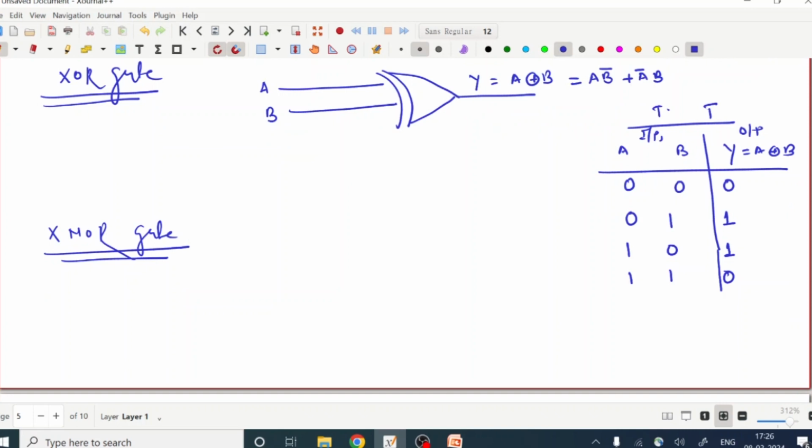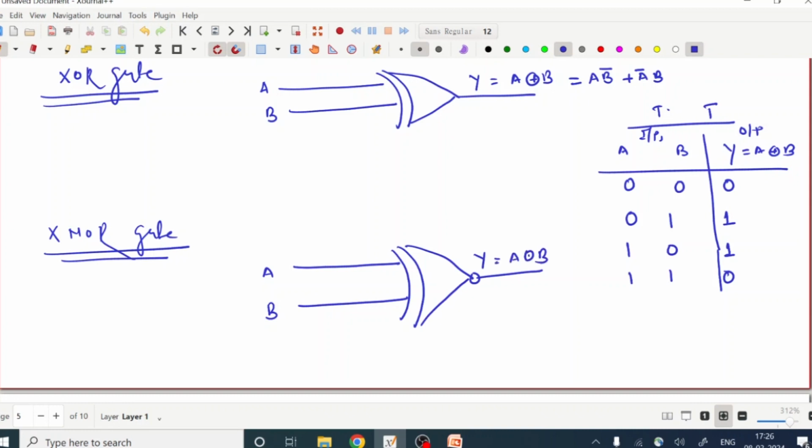And the XNOR gate is just an inverter of a XOR gate, and the logic symbol of XNOR gate is what? A and B are the inputs, and this is nothing but an inverter of XOR gate. So Y is written as A dot B. This is the notation of a XNOR gate, and it is also written as AB plus A complement B complement. First we find A complement and B complement separately, and then we multiply both together.